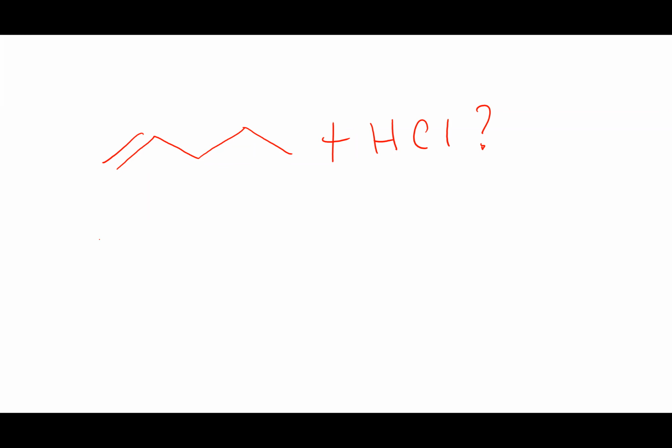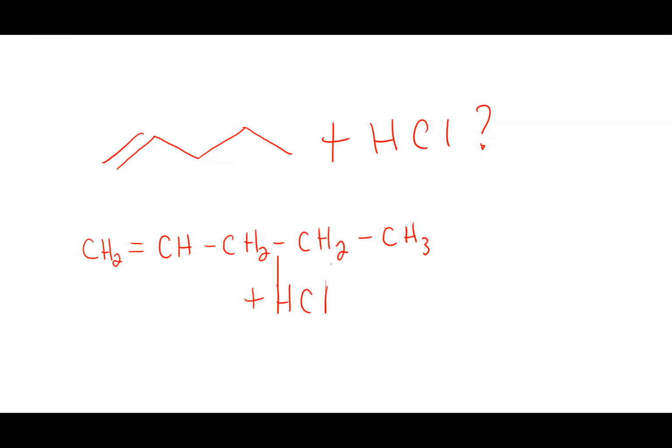Again, one easy way to think of it is if you drew the structural formula, or I'll do the condensed structural. So this compound would look like this. Okay, this is kind of like a condensed structural hybrid, but this is what 1 pentene would look like. And the question is, I want to add HCl to this.